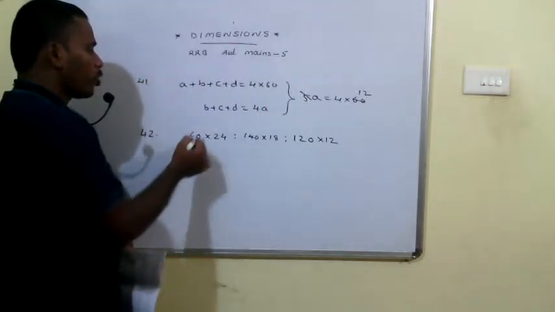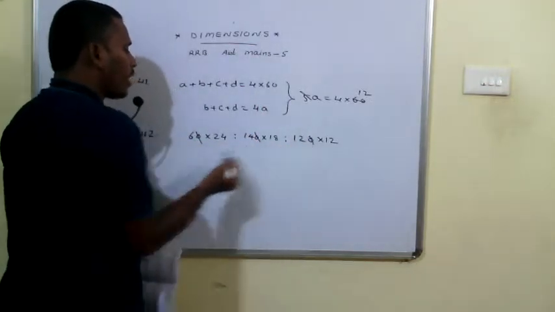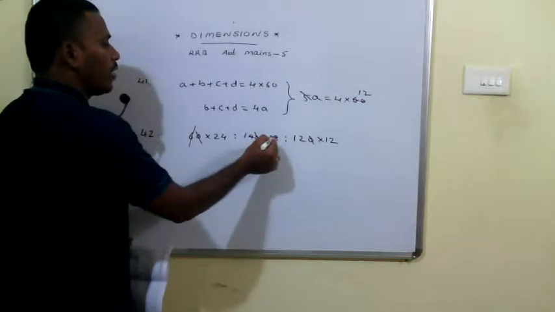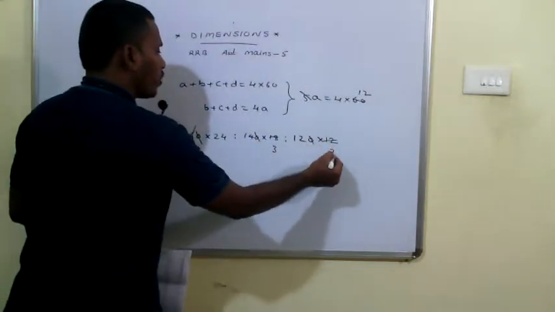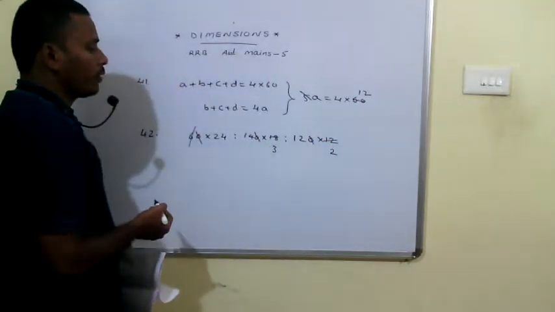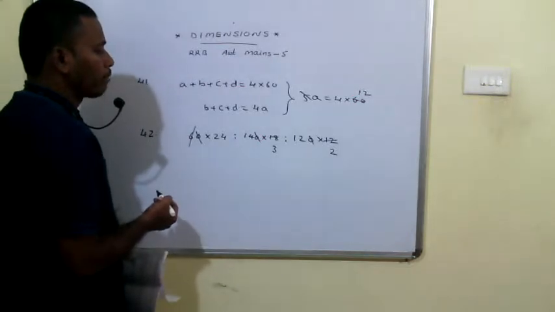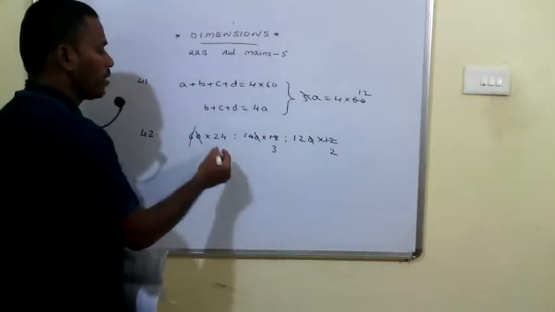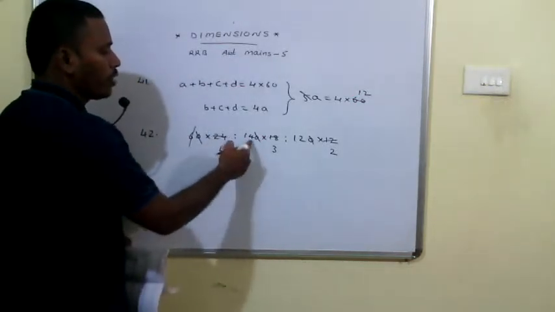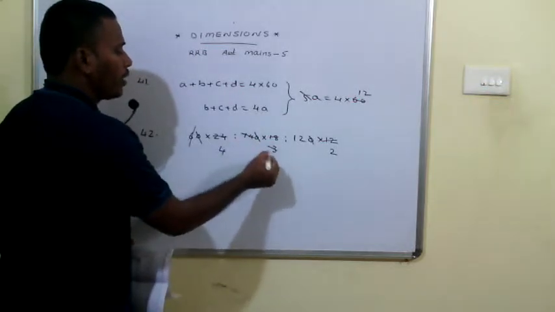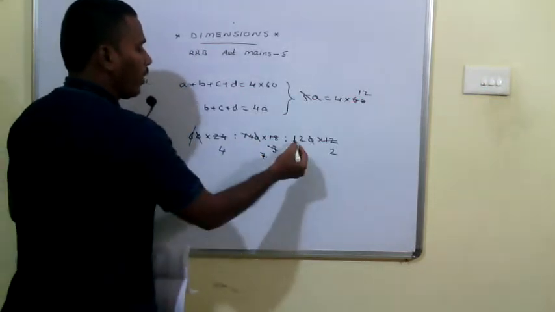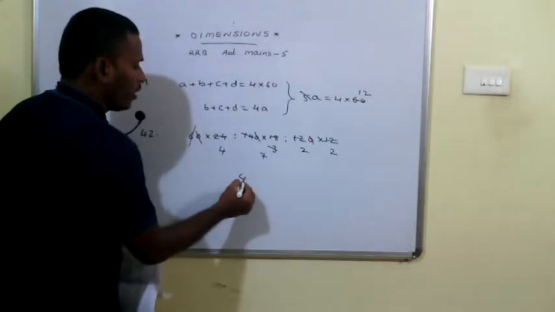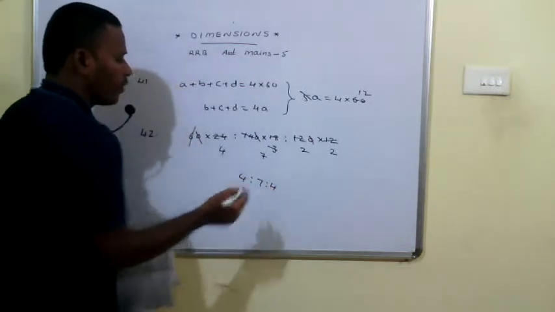See, simplified. So 0 will get cancelled. And after the cancellation with 6, 6 3 is 18 and 6 2 is 12. And then you just do with this, 3 6 is 18, 6 4 is 24. So here 14 3 is 42, so 6 7 is 42, and then 6 2s is 12. So finally the ratio is 4 is to 7 is to 4.